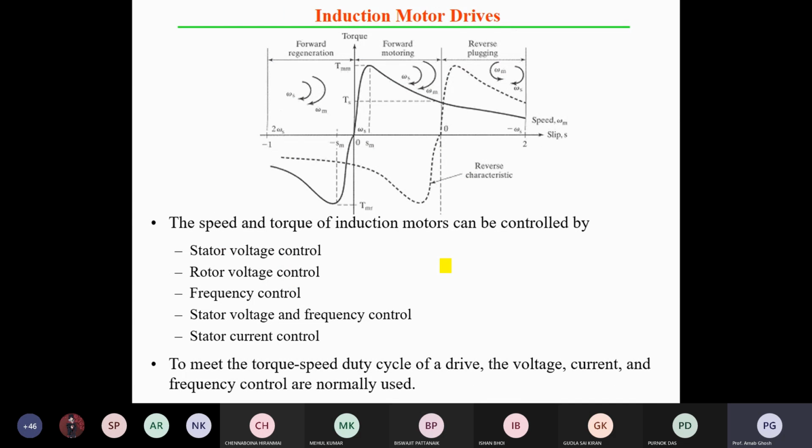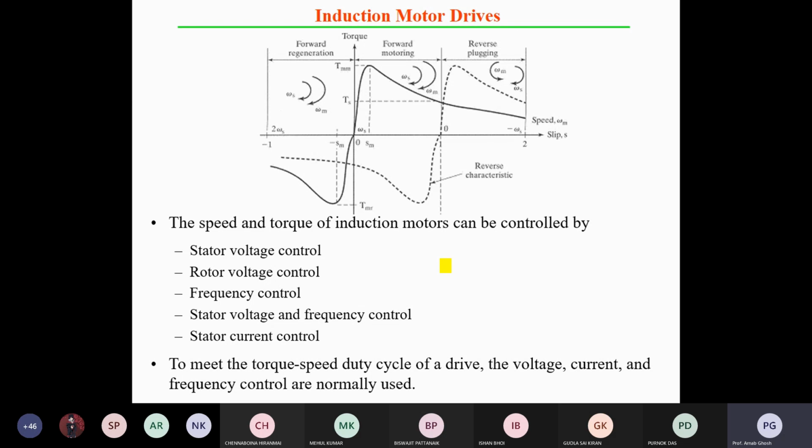That is your V/F control: you make the voltage and frequency variable, but keep the flux constant. Beyond that, when the flux is not constant, you are not able to implement that method, so you have to use that method only while the flux is constant.